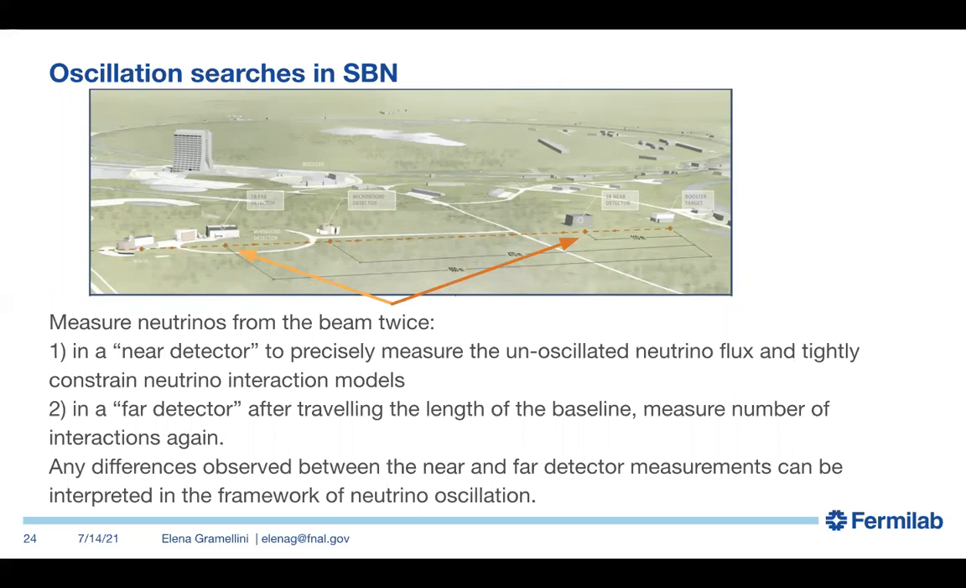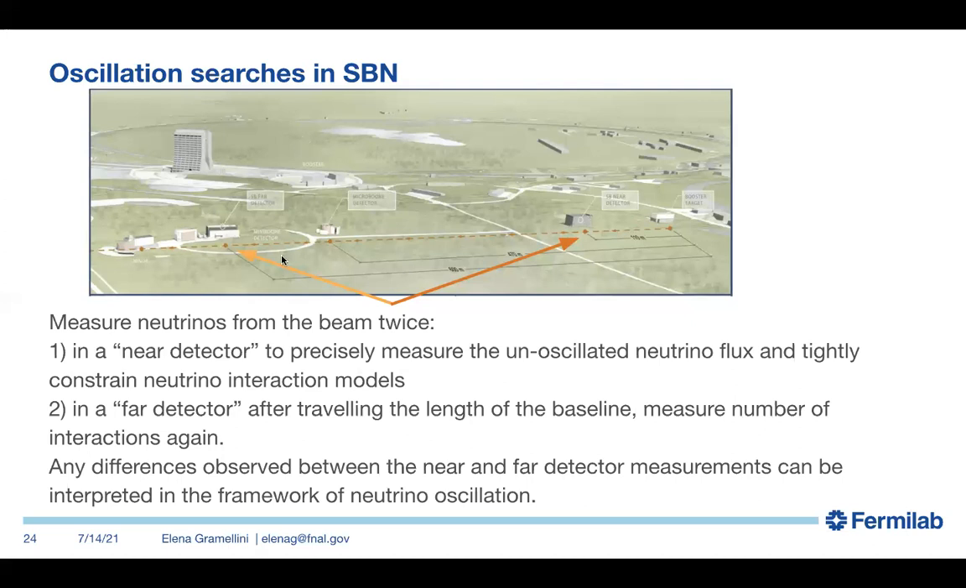So if you're doing an oscillation search, you try to measure your beam of neutrinos twice. In the near detector, which is as close to the production point as you can, because you're trying to measure the unoscillated neutrino flux, before these guys even propagate, you try to measure how many nu e's and nu mu's you had of a certain energy at the near site. And you're trying to constrain the neutrino interaction model.